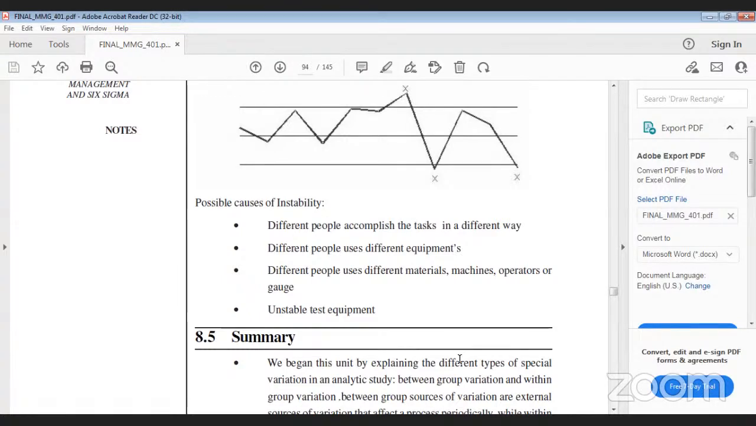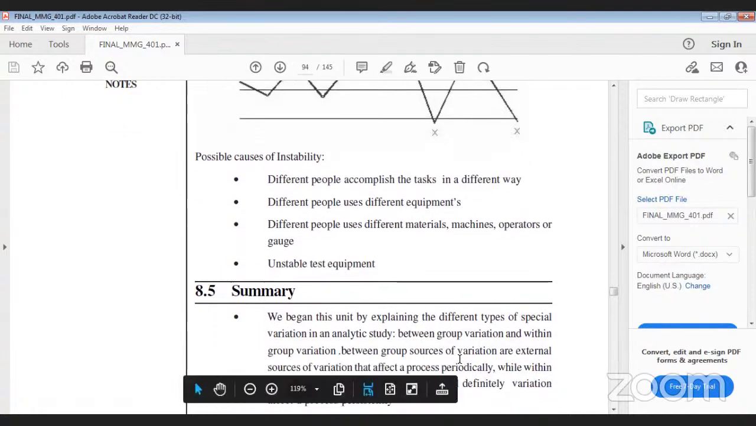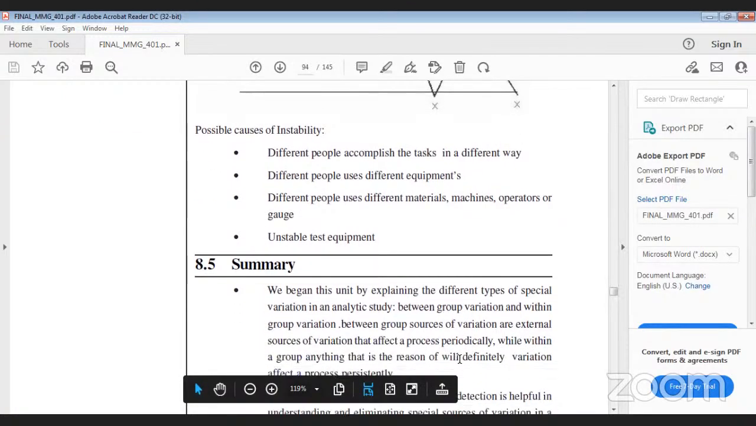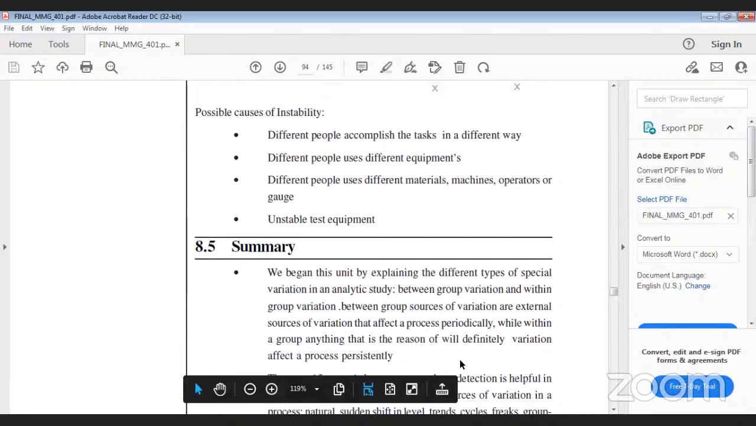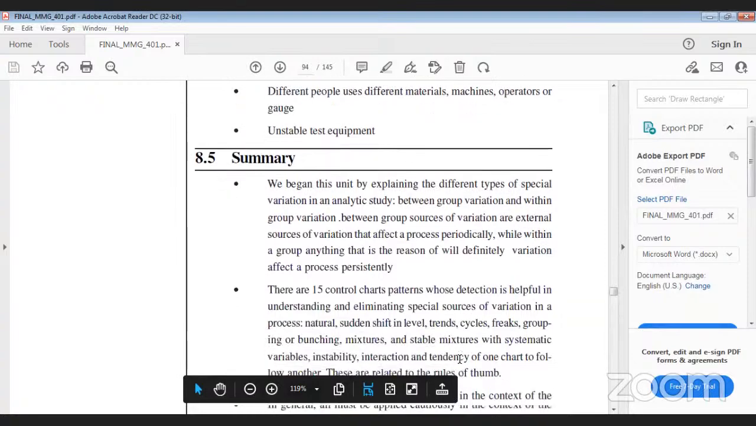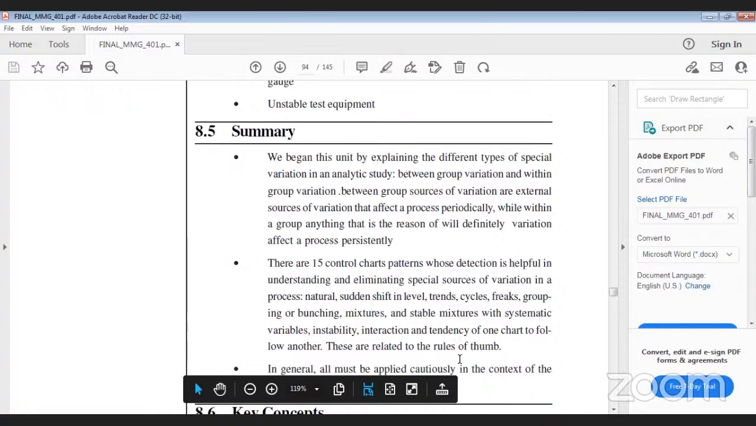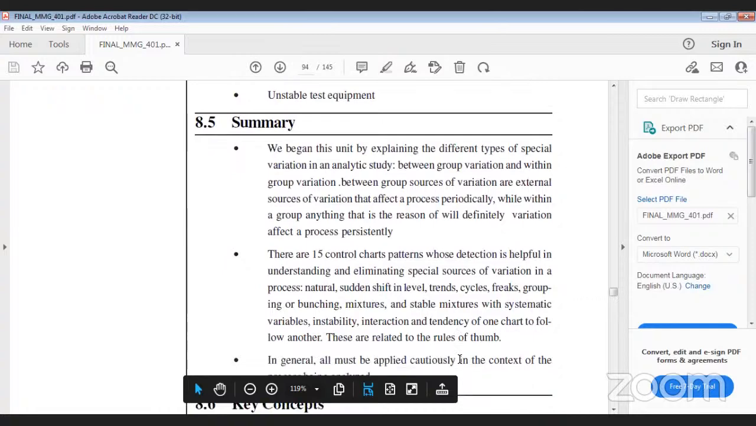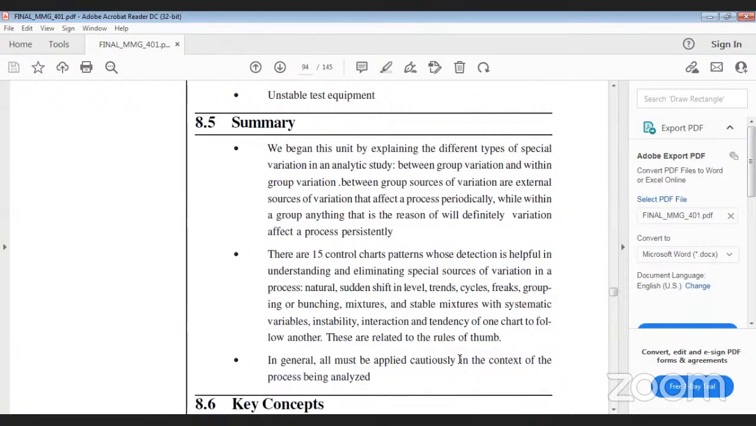Then you will find this summary of the unit here. We begin in this unit by explaining different types of spatial variations: between group variations and within group variations, between group sources and variations of external sources. Second, there are 15 control charts, a pattern whose detection is helpful in understanding and eliminating spatial sources of variation in a process. In general, all must be applied cautiously in the context of the process being analyzed here.